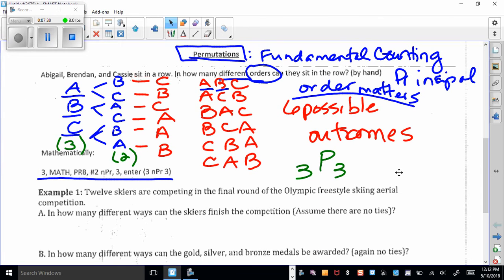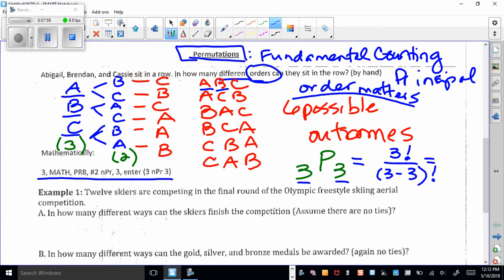All right, and the formula is you have 3 factorial, however many, right? That's how many ways you can put things in a row. And then you divide by 3 minus 3, right? These numbers, you subtract them. All right, and so that would be 3 factorial divided by 0 factorial. Well, we said that is 1, so that would be 6 divided by 1, which is 6.